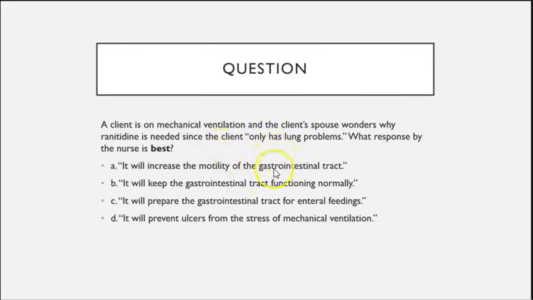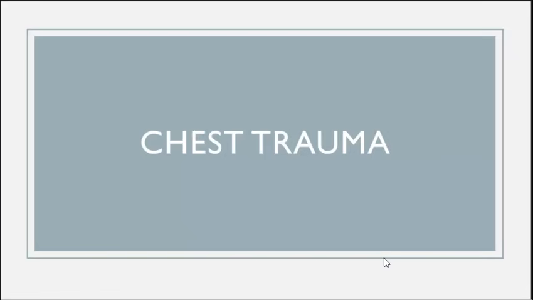Because cortisol is being released. It will keep the GI tract functioning normally. No, I mean, it doesn't take over the GI tract. It just helps with the acid and breakdown of the tissues. It will repair the GI tract for enteral feedings. No, that doesn't do that. It will prevent ulcers from the stress of the mechanical ventilation. Absolutely, stress ulcers. H2 blocker.